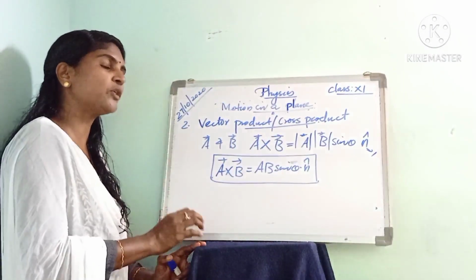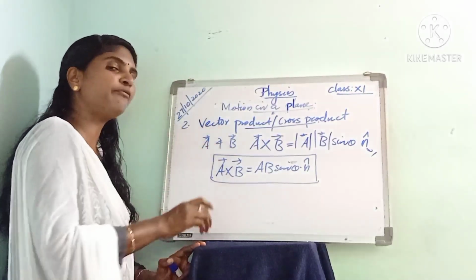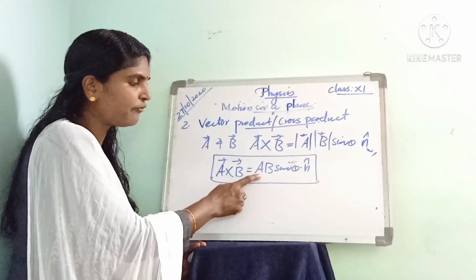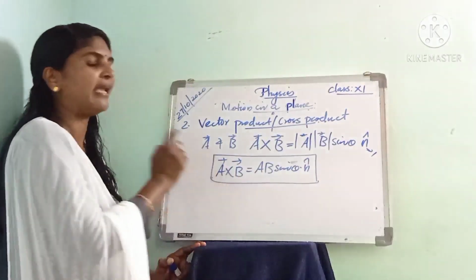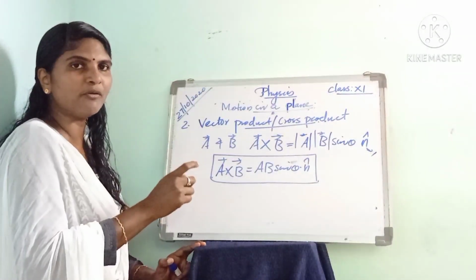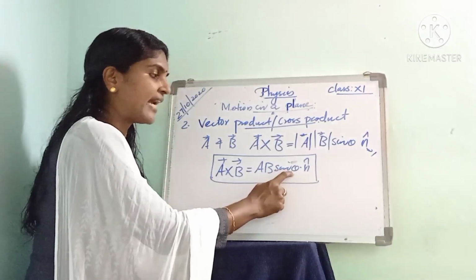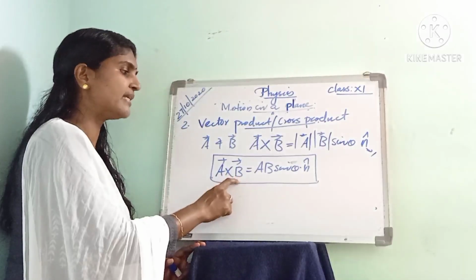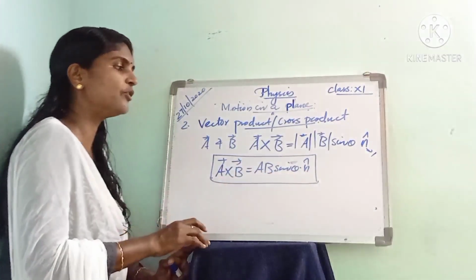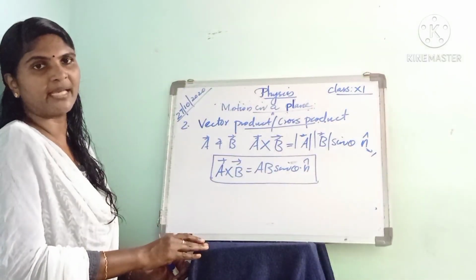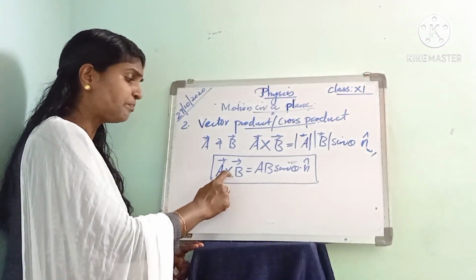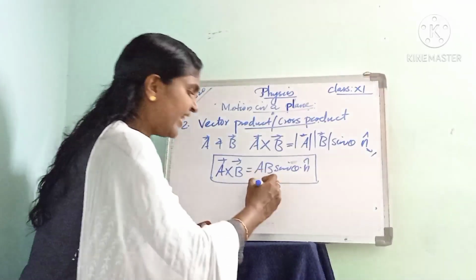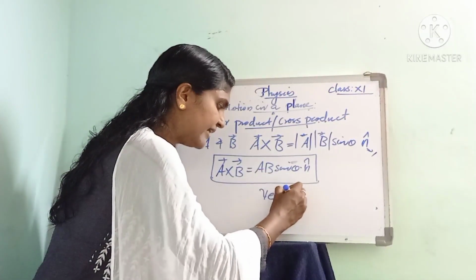The cross product or the vector product of two vectors A and B is defined as the product of magnitudes of A and B and sine of angle between A and B. So we can write A cross B is equal to AB sine theta into n cap. Then after taking the cross product of two vectors, we will get a vector.